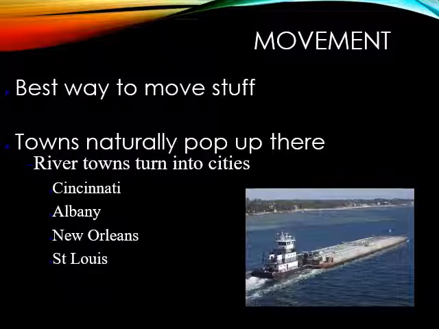And so naturally the towns pop up on the water. The first cities in America started out on the coasts. They started out on the East Coast, the West Coast, the Gulf of Mexico, so that they were by the ocean. And then slowly, as they started to discover the rivers, these towns that were on the rivers started to turn into big cities. Cities like Cincinnati, which is on the Ohio River, Albany, which is on the Hudson River, New Orleans on the Mississippi River, and then St. Louis is right where the Mississippi and the Missouri River meet each other.